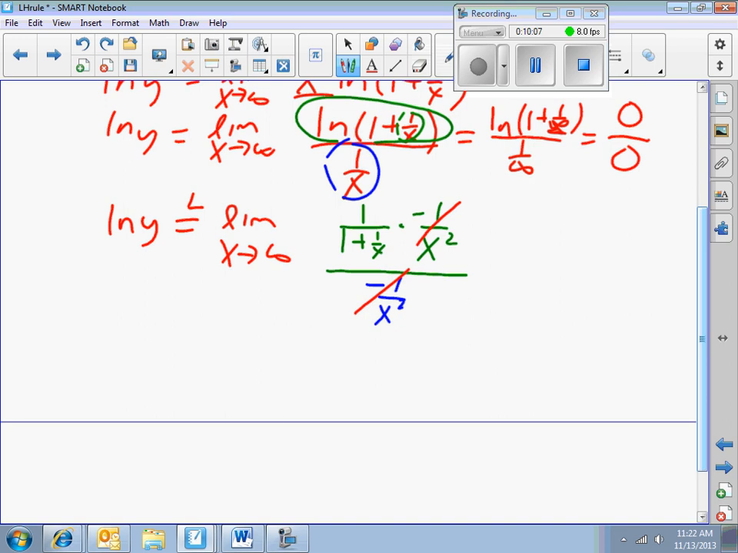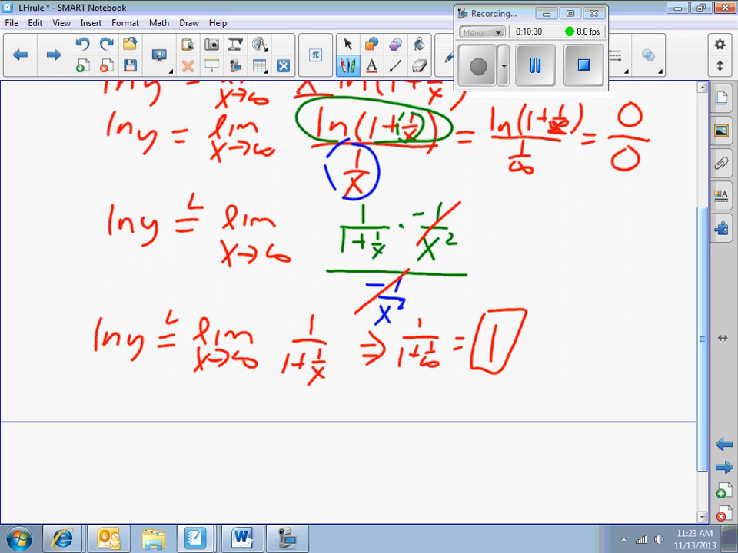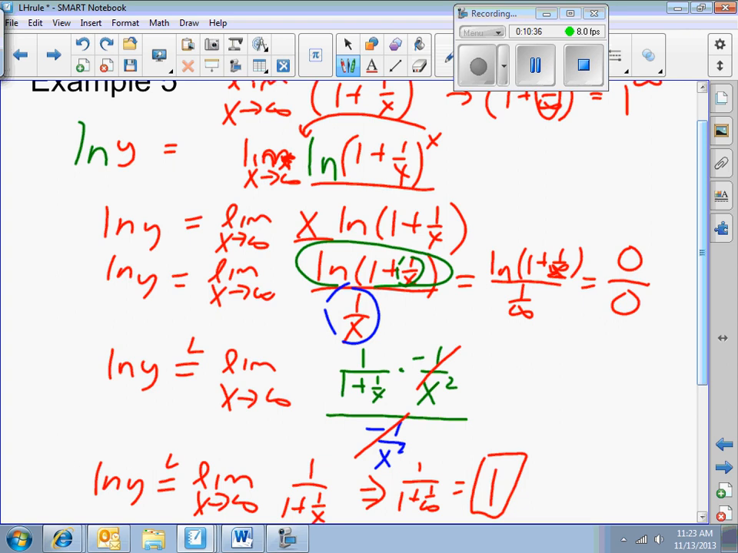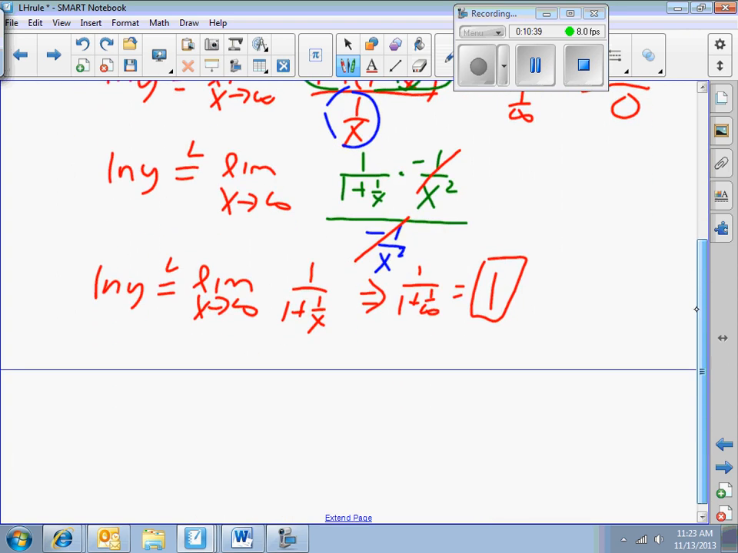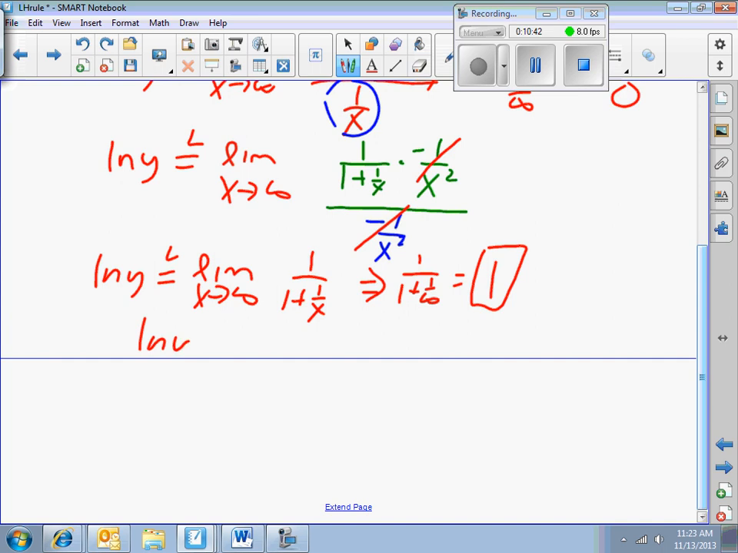And it leaves me with the natural log of y, the limit as x approaches infinity of 1 over 1 plus 1 over x. And if I put infinity in there, I get 1 over 1 plus 1 over infinity, or simply 1. We're not quite done, because if you look back up, we're looking for what y was, not natural log of y. So I have the natural log of y is equal to 1. Exponentiate both sides, I get y is equal to e.